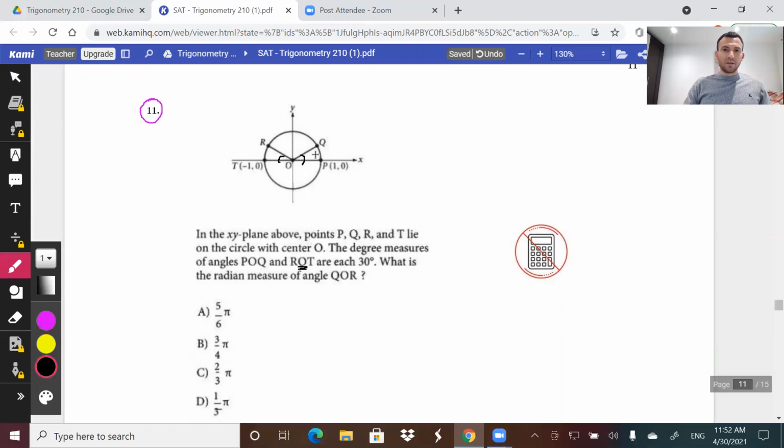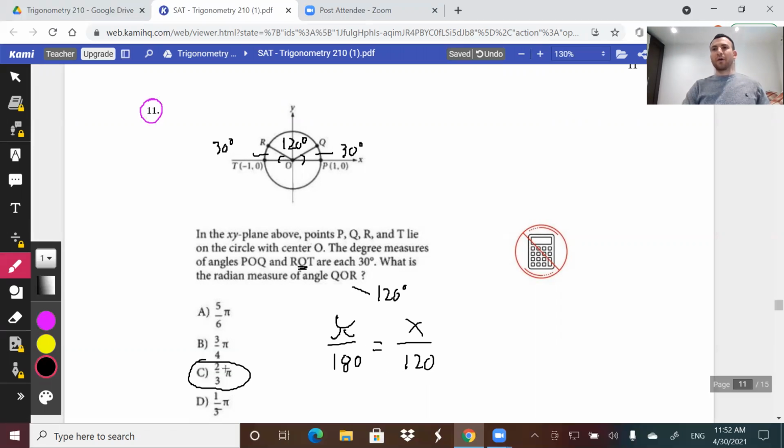So here's the thing. Immediately, if you know this is 30 degrees, and you know this is 30 degrees, and you know a line is 180, you know this is going to be 120 degrees, right? And that's what it wants, QOR. So we know this to be 120 degrees. We just need to figure out what's 120 degrees in radians. Well, pi is 180 degrees. So 120 degrees, you probably have already figured this out. You could cross multiply, but 120 degrees is just going to be 2/3 of pi.